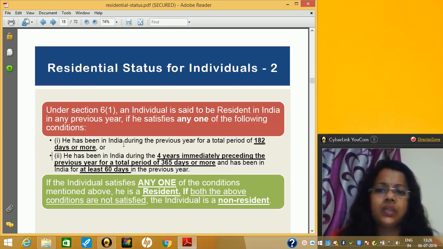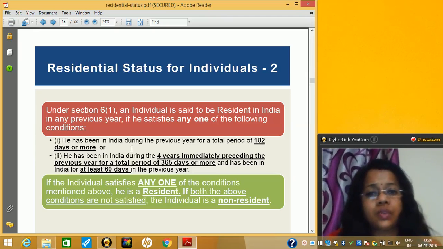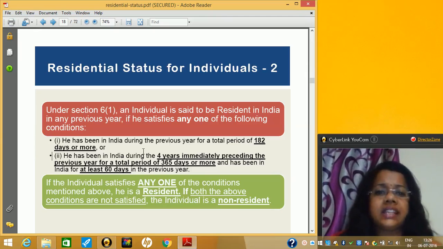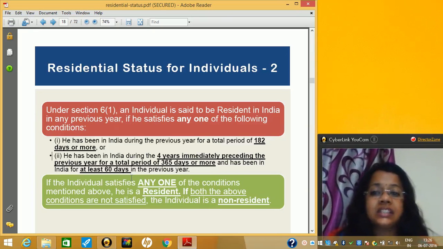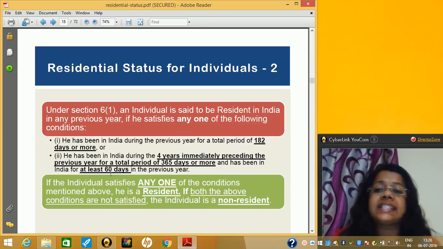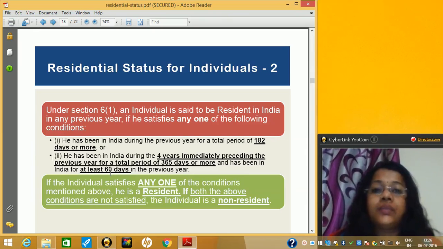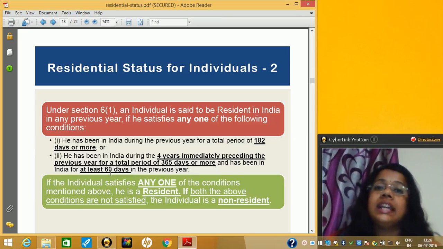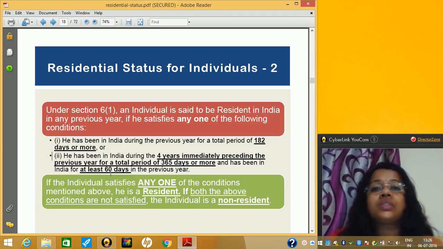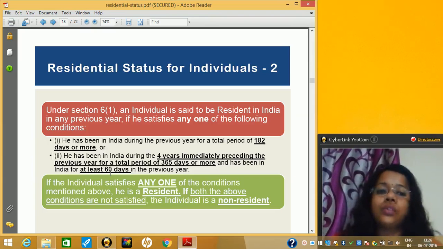In the first condition, only one thing was given: that in the previous year his stay should be 182 days or more. In case his stay is less than 182 days, then we move on to the second condition, that he has stayed in India for at least 60 days in that previous year, plus in the 4 years immediately preceding the relevant previous year, his total period of stay should be 365 days or more.